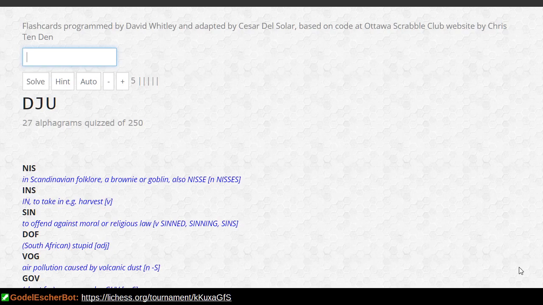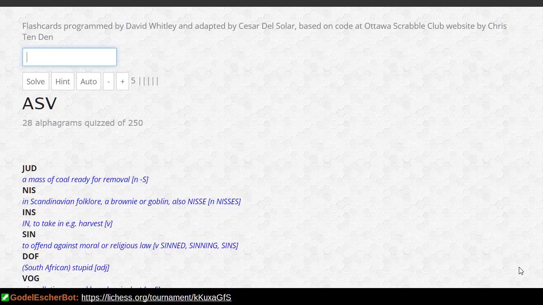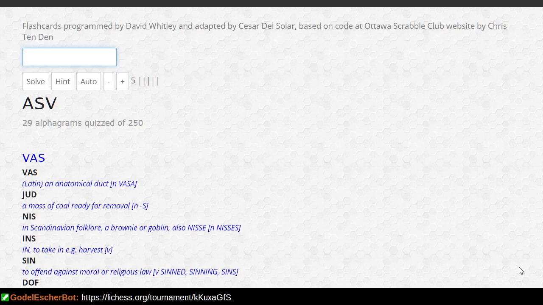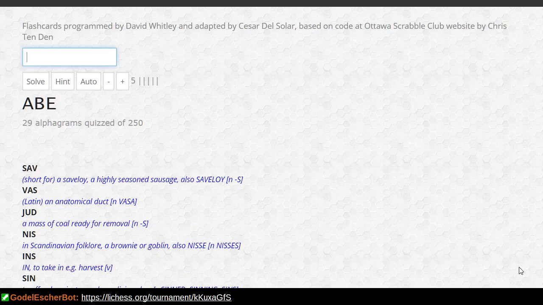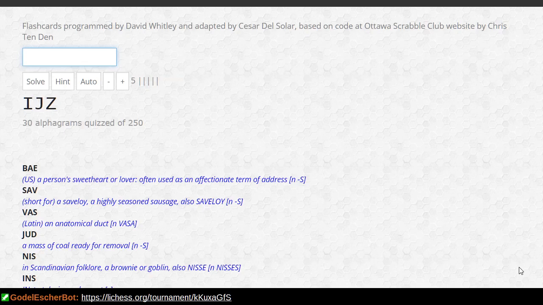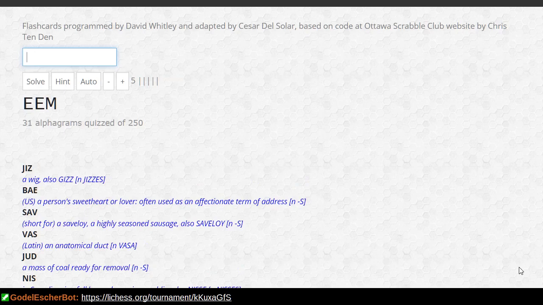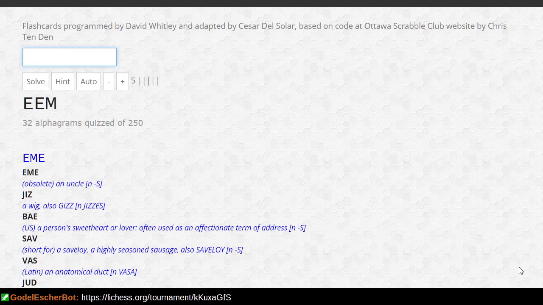Judd? A massive coal. Ready for removal. Bass. An anatomical duct. Yep, I've seen that before. Sav is short for a saveloy, a highly seasoned sausage. So many abbreviations in this book, I swear. US English, a person's sweetheart or lover. Geez is a wig. All right. Eam, I guess, means an uncle.